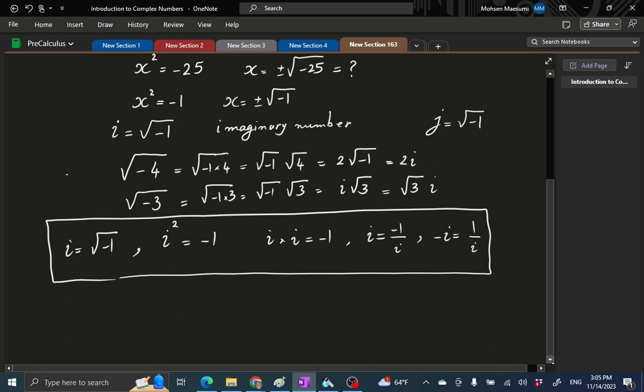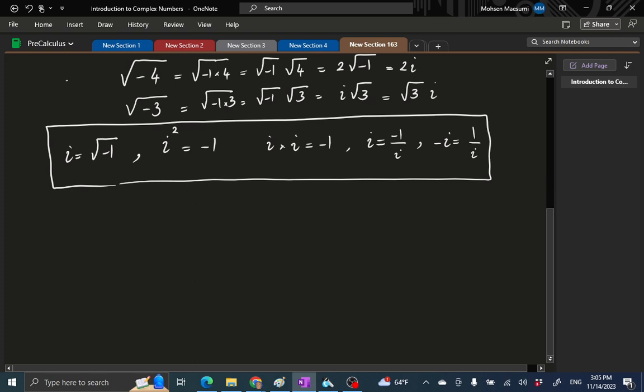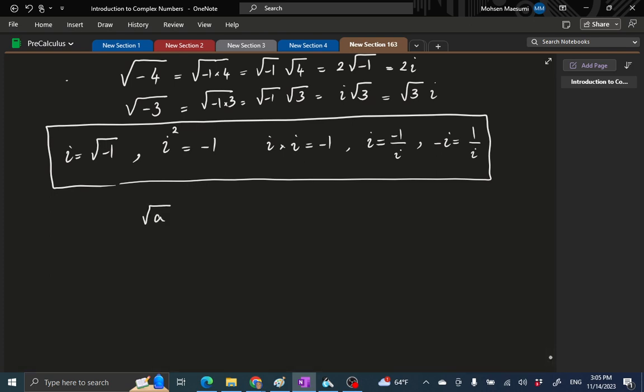Now let's be careful about some items from middle school algebra we are used to. In middle school, square root of a times square root of b was equal to square root of ab. Is that still true? Well, let's practice in our new situation. Suppose I have square root of minus 4 times square root of minus 9.